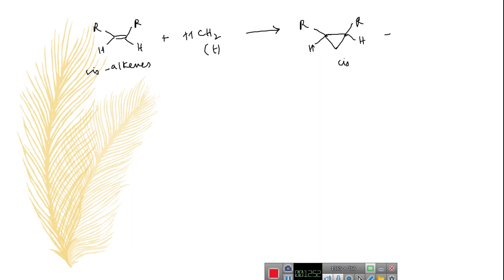Now the same reaction, if you carry it out with the triplet carbene: treat the alkene, for example a cis alkene, with the triplet carbene. Generally this reaction produces both cis plus trans, that means you will be able to get a mixture of cis and trans products. That means this reaction is stereoselective, where it produces both isomers, both cis and trans isomers.